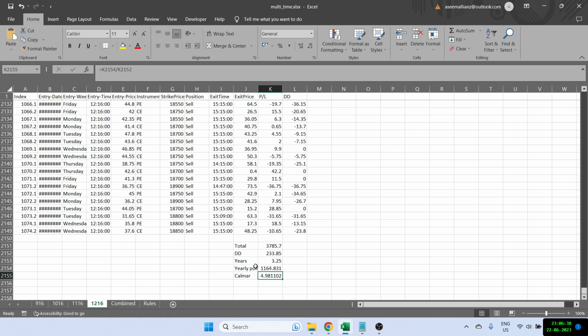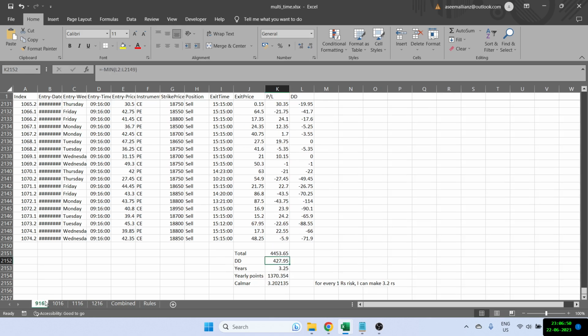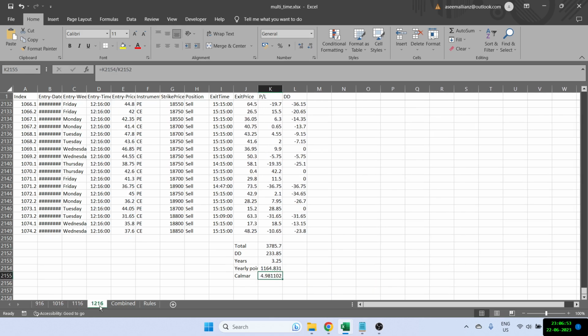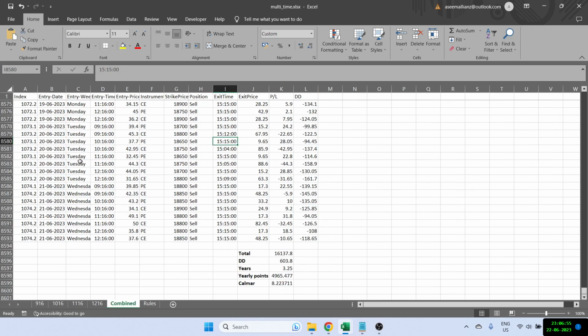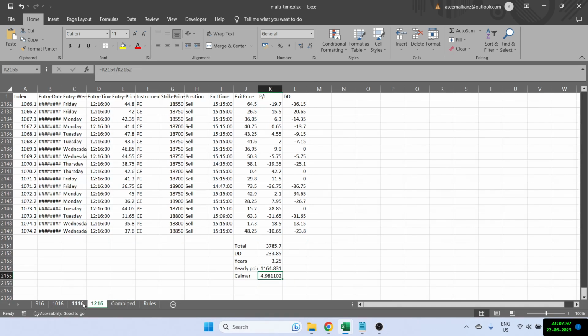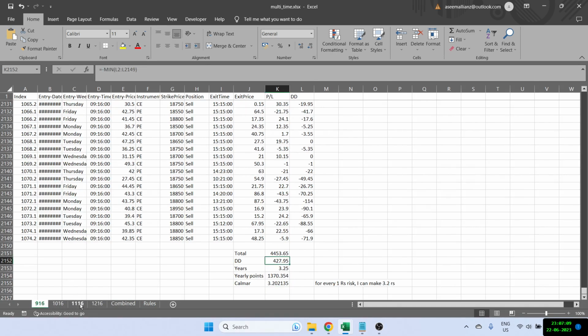So which one should we choose? We have another option, right? Instead of choosing a particular time, let's say we want to take trades in 4 lots. Rather than taking all the trades at the same time, what if we take one trade at 9:16, one trade at 10:16, one at 11:16, and one at 12:16? So here is the combined result of all the 4 times together, and look at the Calmar. You'll realize that your Calmar is 8.2 now. 8.2, which is the highest, almost double each individual Calmar.